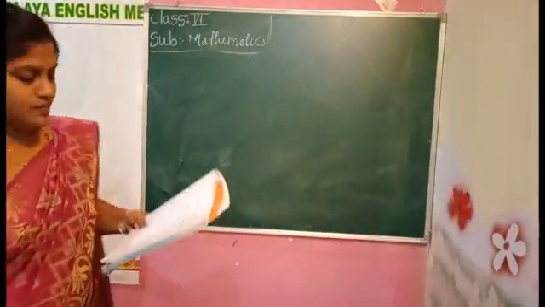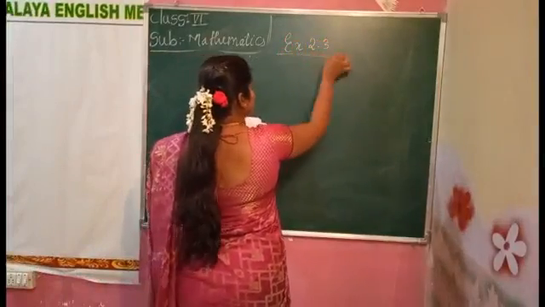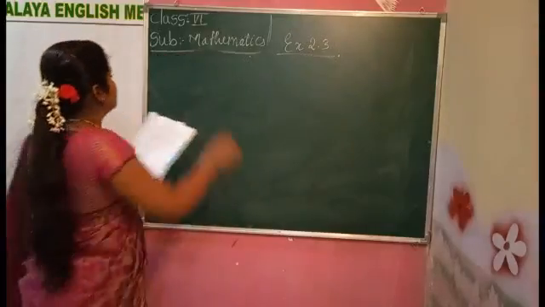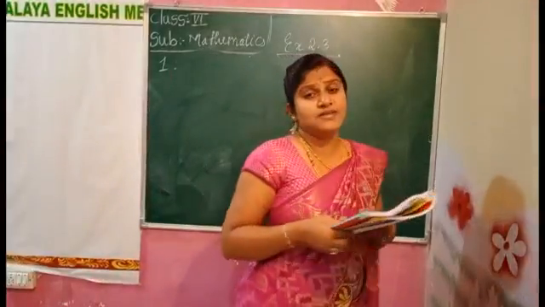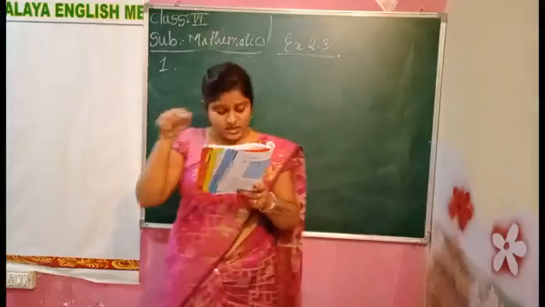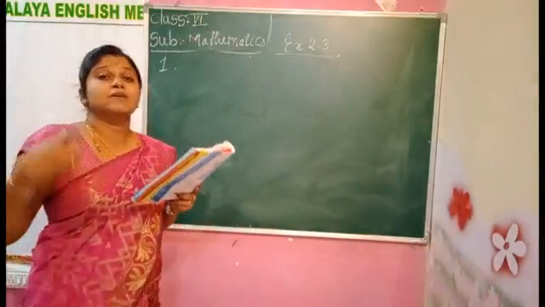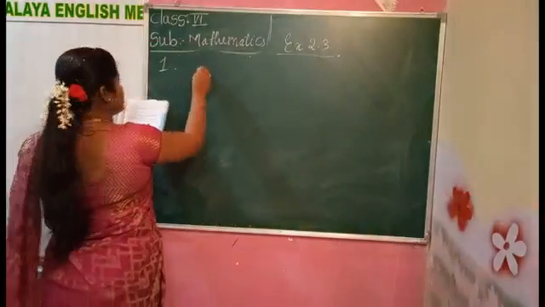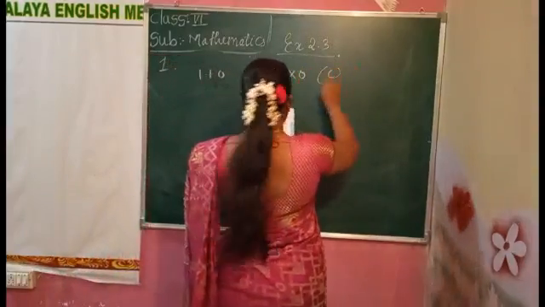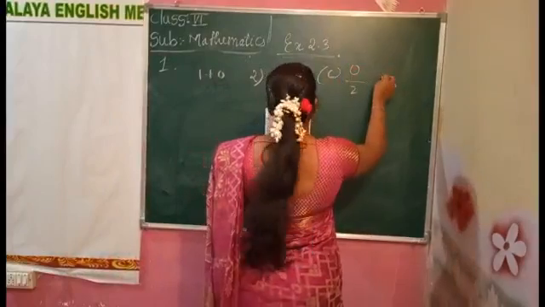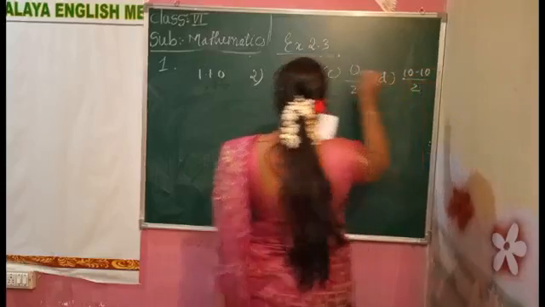Exercise 2.3. First, what they are asking: which of the following will not represent 0? For example, first is 1 plus 0, second is 0 into 0, third one is 0 by 2, fourth one is 10 minus 10 divided by 2.